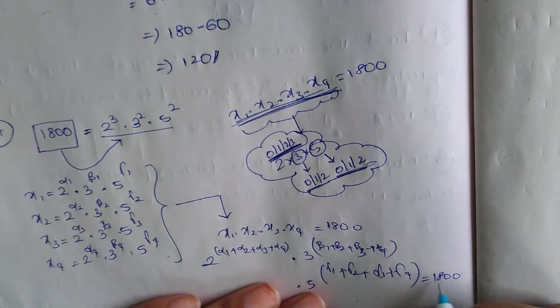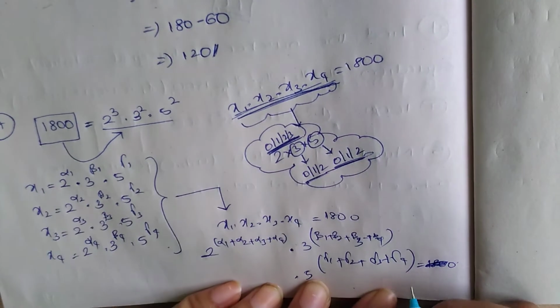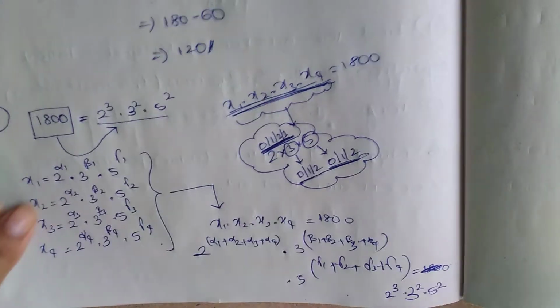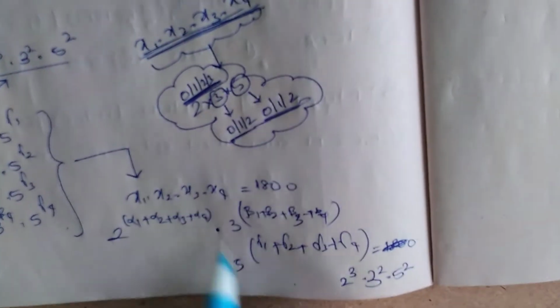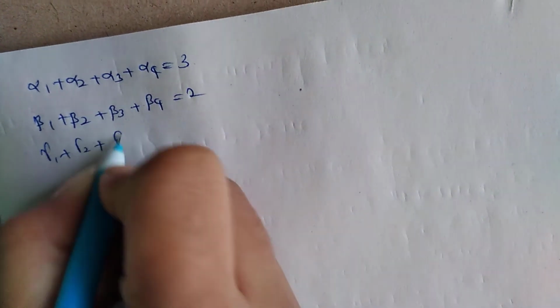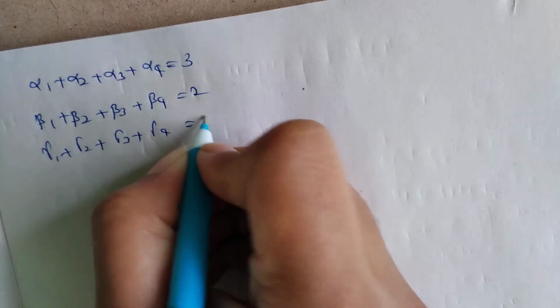Or is equal to what? You can write it like this also, right? 2 cube into 3 square into 5 square. So now you equate all these powers, the powers of 2, the powers of 3. What do you get? Alpha 1 plus alpha 2 plus alpha 3 plus alpha 4 will be equal to 3. Beta 1 plus beta 2 plus beta 3 plus beta 4 will be equal to 2. Gamma 1 plus gamma 2 plus gamma 3 plus gamma 4 will be equal to 2.